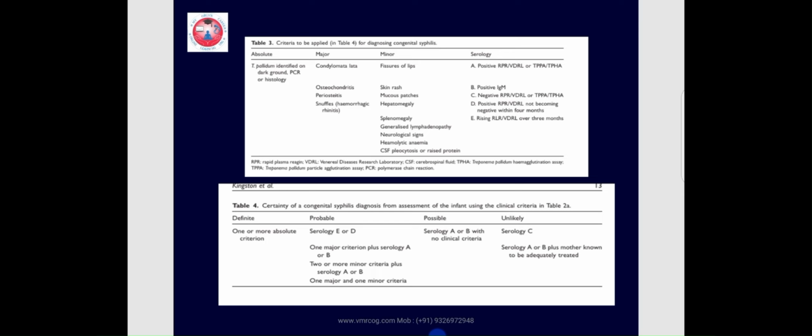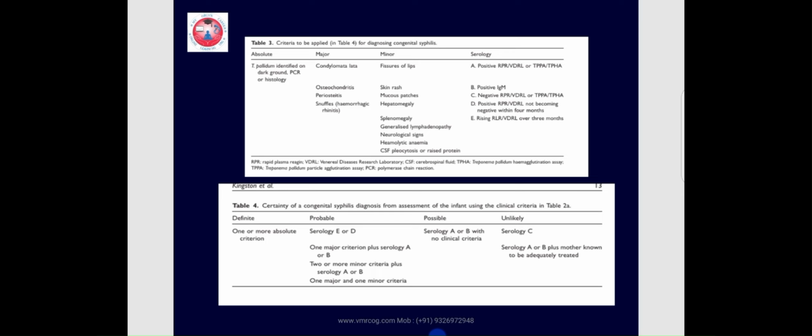Then what is probable? In probable, there is serology E or D. Now what is E or D serology? That is when the RPR or VDRL titer is either increasing or it is not becoming negative. Or you can have one major criterion plus serology A or B. Screening tests, that is RPR, VDRL, TPPA and TPHA, we will see in subsequent slides.